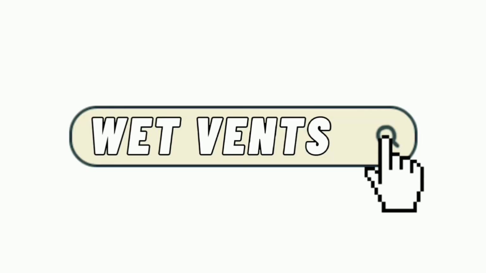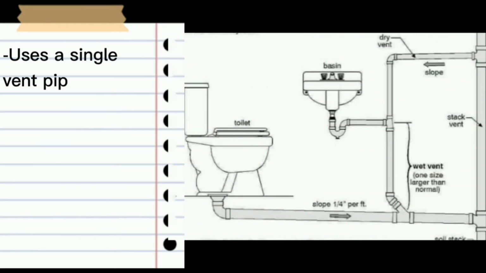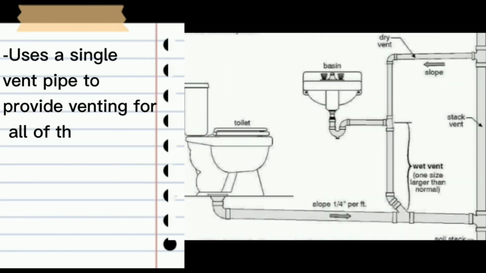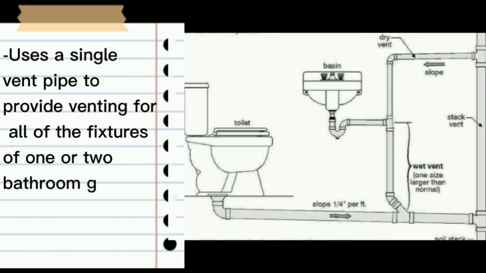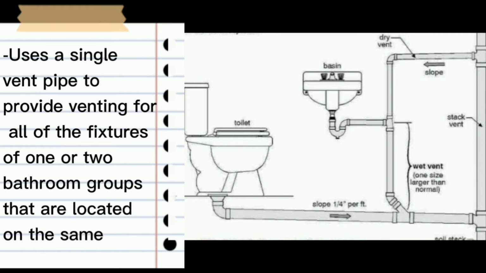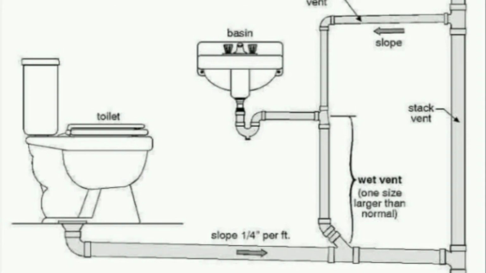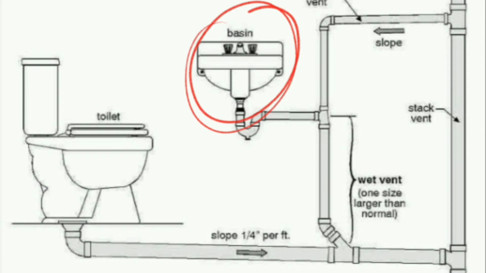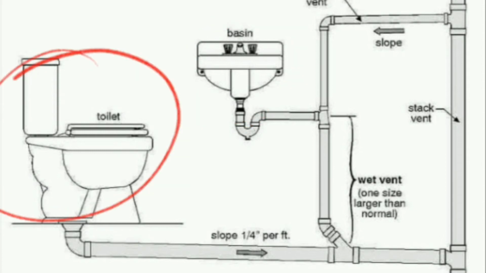Next is the wet vents. This method provides one vent pipe connected to all trapped fixtures of one or two bathrooms, which are located on the same floor. So to visualize again, here is an image. You can see here the wet vent. So connected siya sa basin at the same time sa toilet.